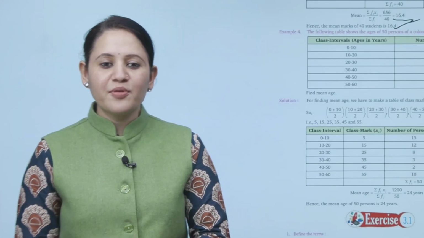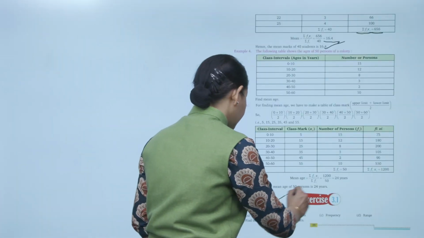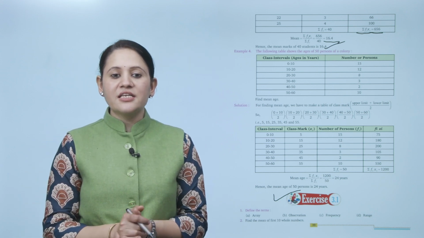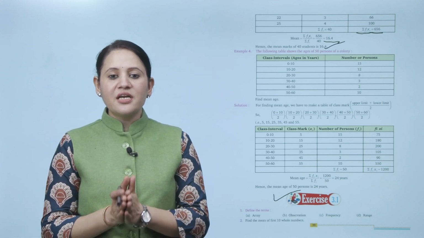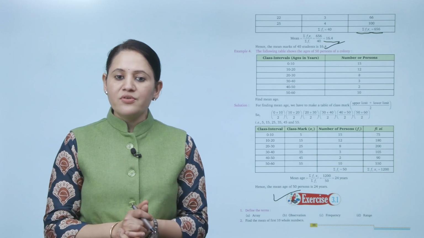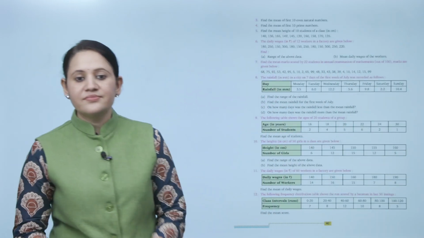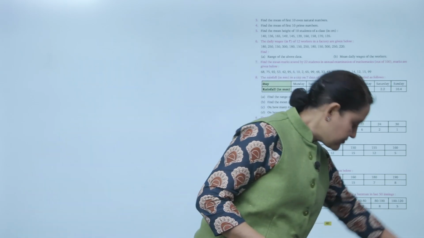Next is Exercise 3.1. Define the term. First is array. Array is an arrangement of similar kind of data in the form of columns or rows. That is known as array. Clear? So you have to practice all the questions of this exercise. We move to the next topic. Next is median.